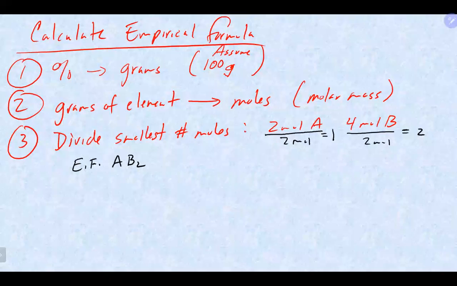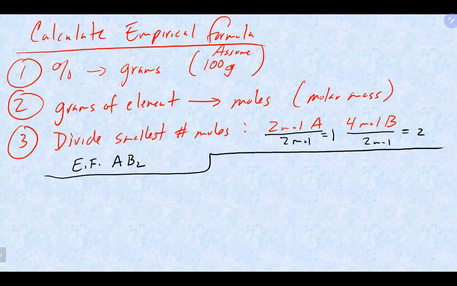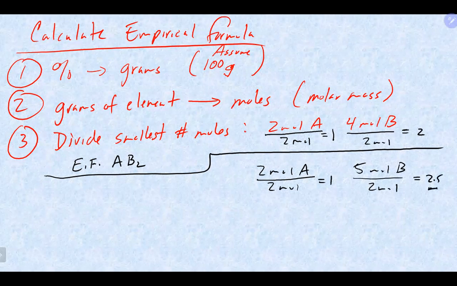So let's say we had a different example where after doing step number 2, we ended up with 2 moles of A and 5 moles of B. In this case, we would still divide by 2. That would give us 1, and that would give us 2.5. That would give us an empirical formula of A B 2.5. That is a problem because we cannot have half of an atom. So it has to be a whole number. That is too far to round.